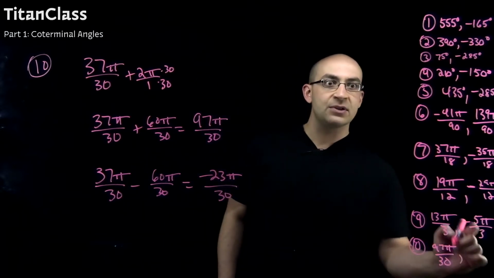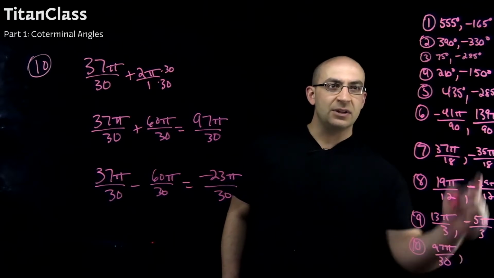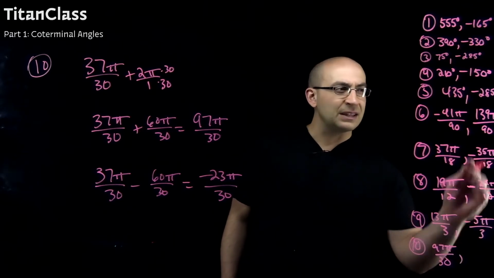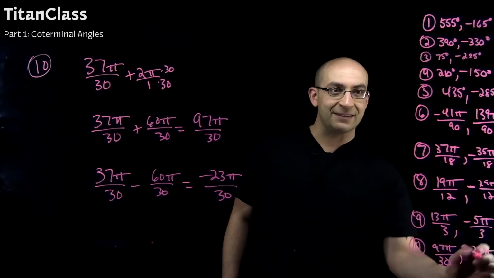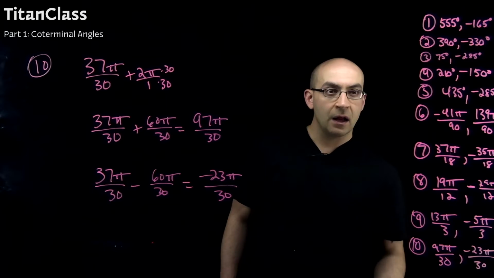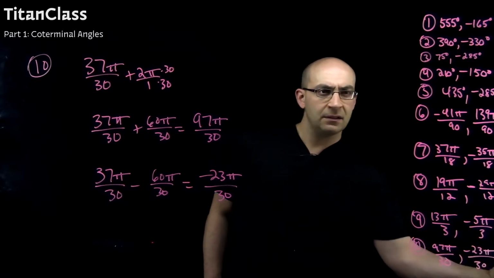Let's see if this looks white like last time. Do they still look whiter? A little bit. They look lighter, whiter, brighter, you know? Negative 23 pi over 30. Yeah. The light's right there.